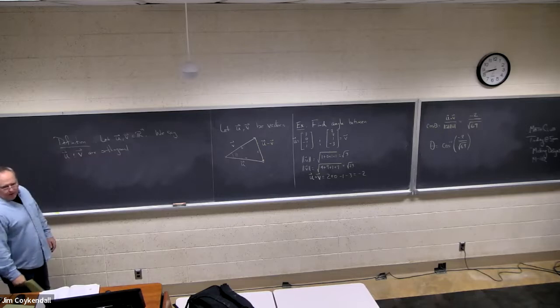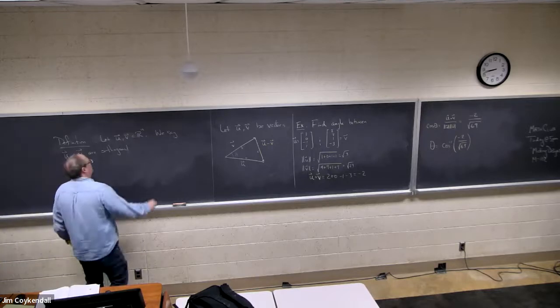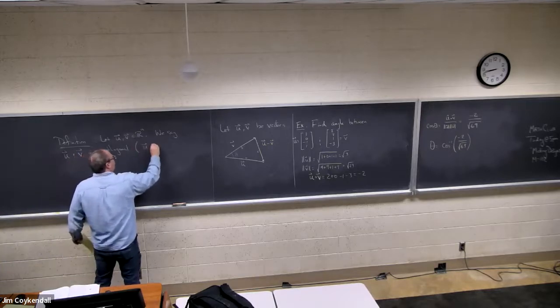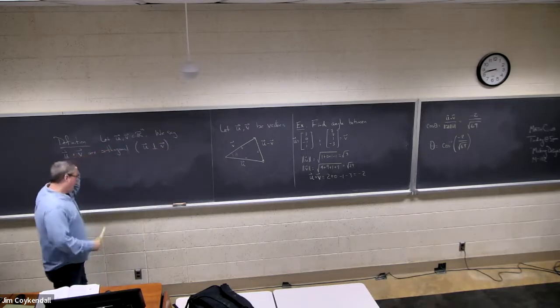I think orthogonal was invented as a cognate for perpendicular. It just means they sit at right angles. That's all it is. Sometimes we might even write it this way, which is a common shortcut: U is orthogonal to V.